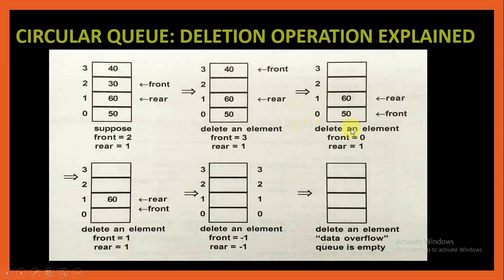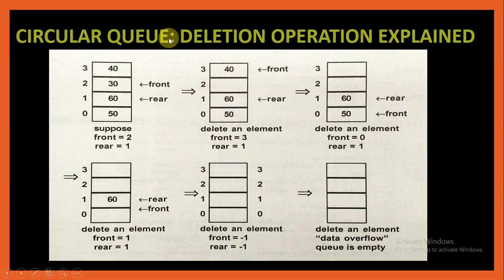Now if I make one more deletion operation, the front which is pointing to the element present at index number 3, that is 40, will be deleted and my front will become 0 now. That is, when front reaches the end of the queue, the deletion of this element will make front equal to 0, provided there are more elements in the queue. So my front is now 0 and you can see rear remains unchanged and it is 1.